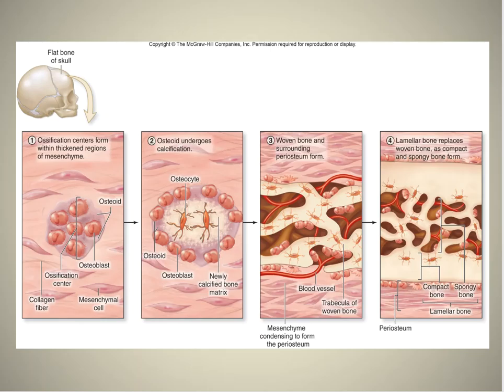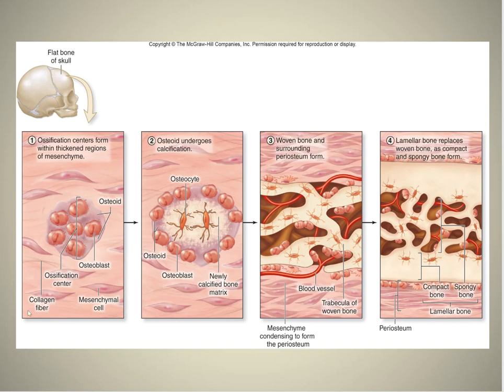Okay, slide 14. This talks about how bone is formed. Remember, when you're young, your flat bones of your skull are not completely grown. You have the fontanelles between the bones, and they grow and make your skull larger because your brain is growing at the same time. So you have these ossification centers formed within thicker regions of mesenchyme. Remember, intramembranous growth starts with mesenchyme, which is a fetal tissue.